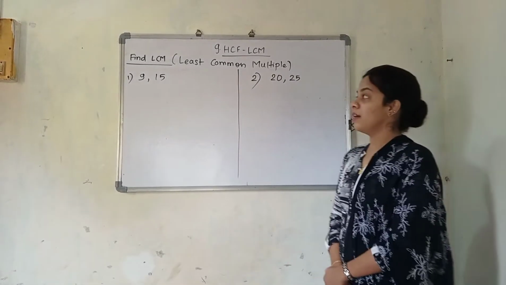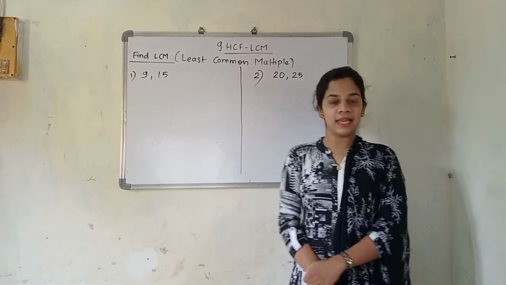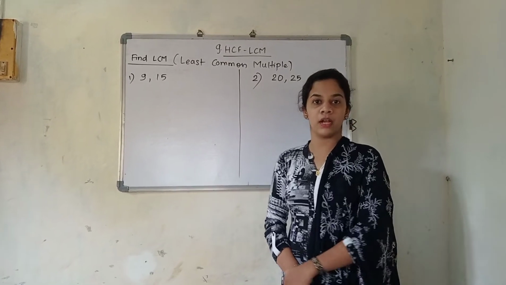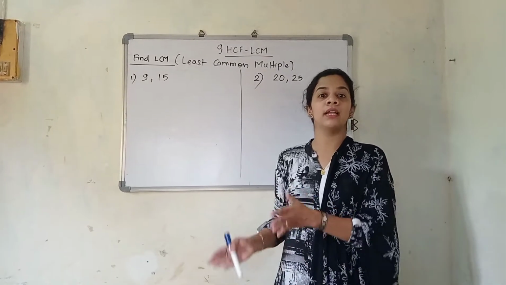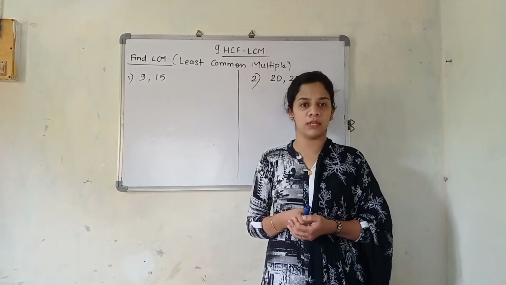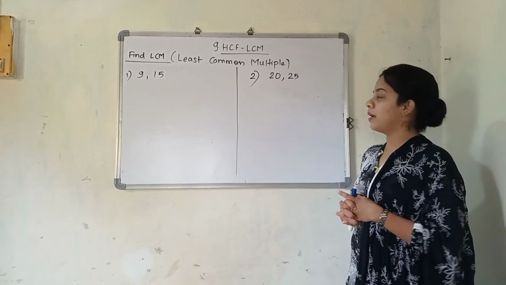Okay. So now we are going to find out the LCM, that is the least common multiple. Same method we are going to follow, but the earlier one which we found was factors. Now we are going to find out the multiples, then remove the common out of it and find out the least one. Least one means the smallest one. Now here 2 questions are given, 9 and 15, and 20 and 25.